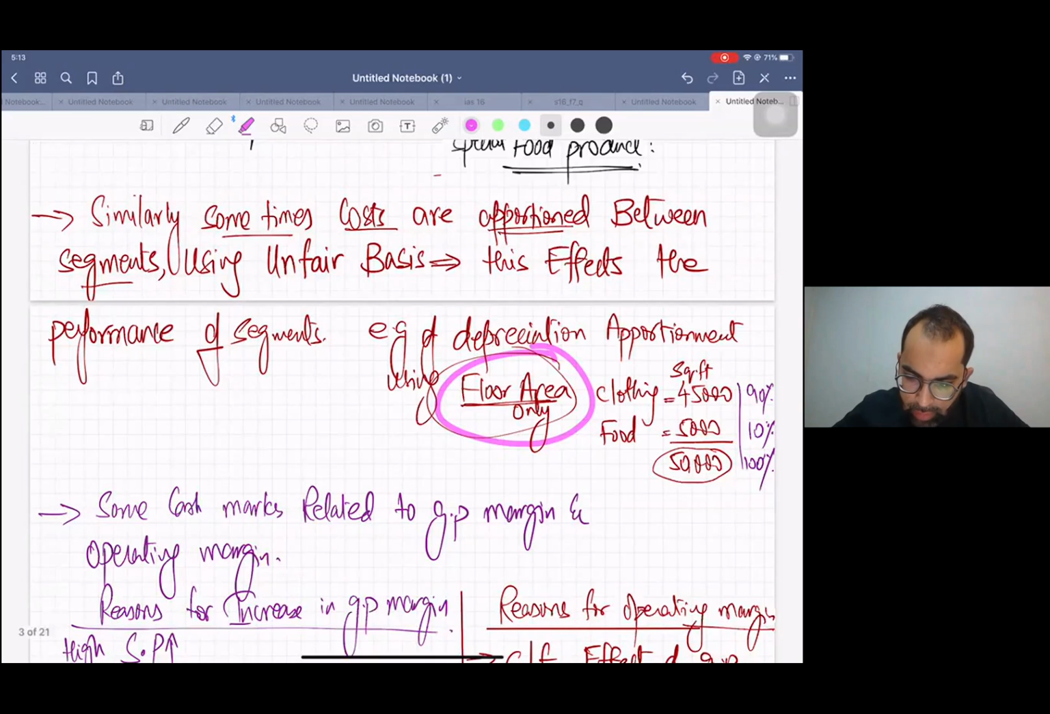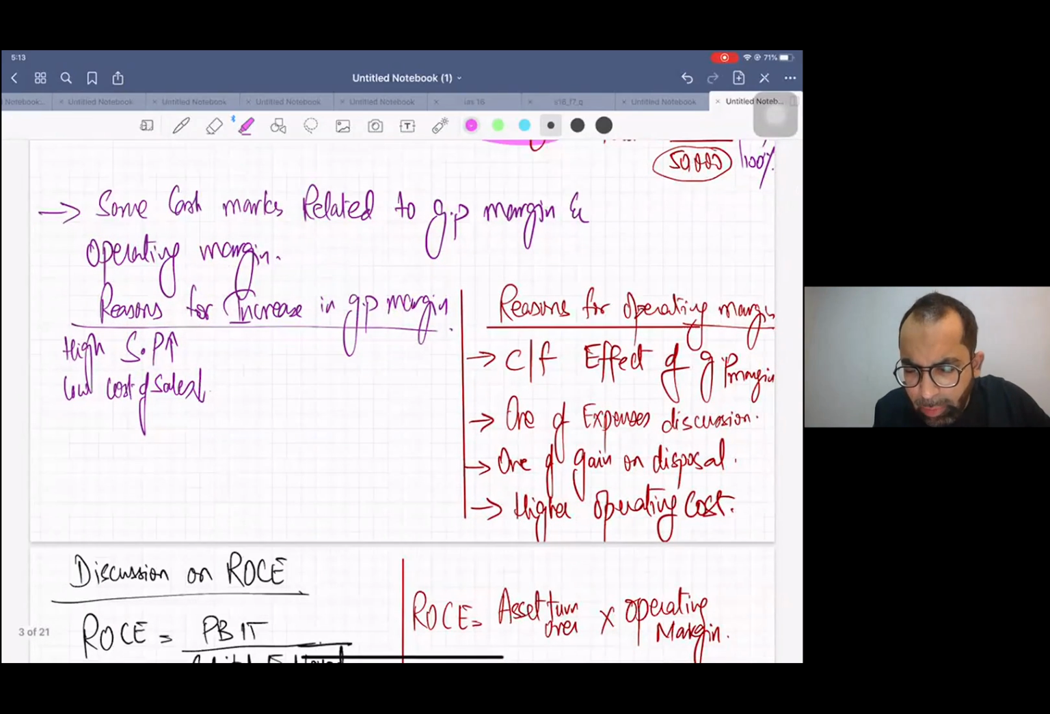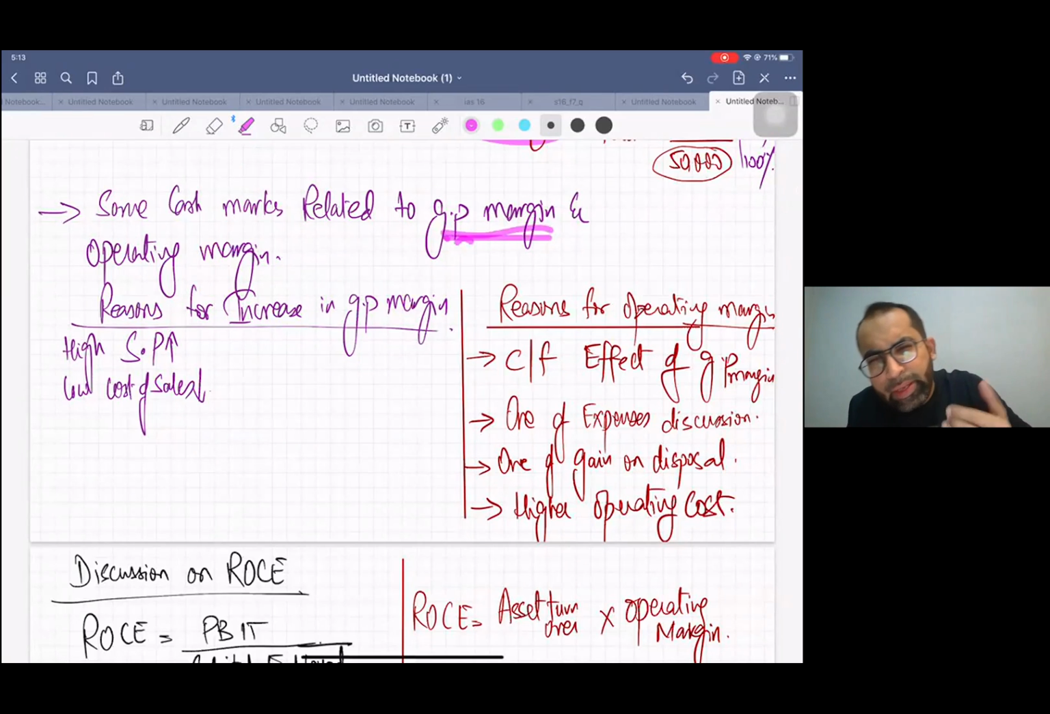Now these are a few things which are very common in many questions. That's why I've written here many questions. If you see, like in 10 questions straight away, GP margin, operating margin, that's a very common thing. Listen, and you must know these few points.